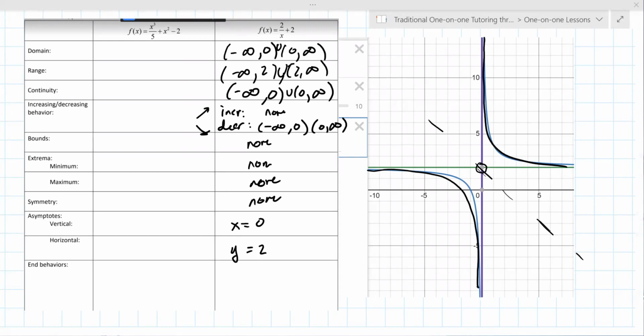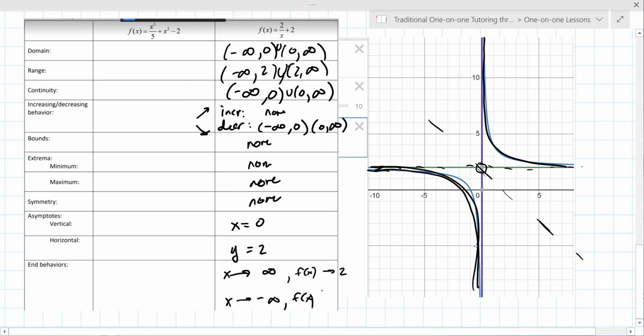All right, the end behavior. So as x goes to infinity, so that's as we go to the right, what is the y value that it approaches? It approaches this y value here, 2. 2, yeah. And as x goes to negative infinity, f of x, so that's going the other way, f of x also approaches 2.